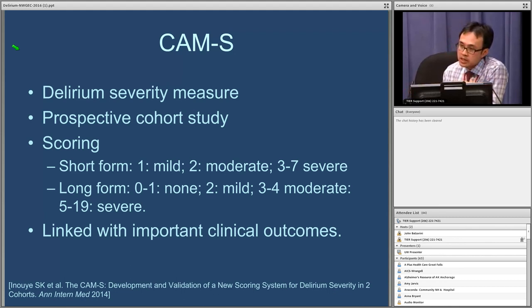The same thing is true for delirium. So you could have a mild case, moderate case, or severe cases of it as well. And so that's what the CAM-S is meant to do, is to link it to important clinical outcomes based upon the severity of delirium. There's a short form and the long form, and because I'm focused on clinical medicine, I love short forms just because it's much shorter.